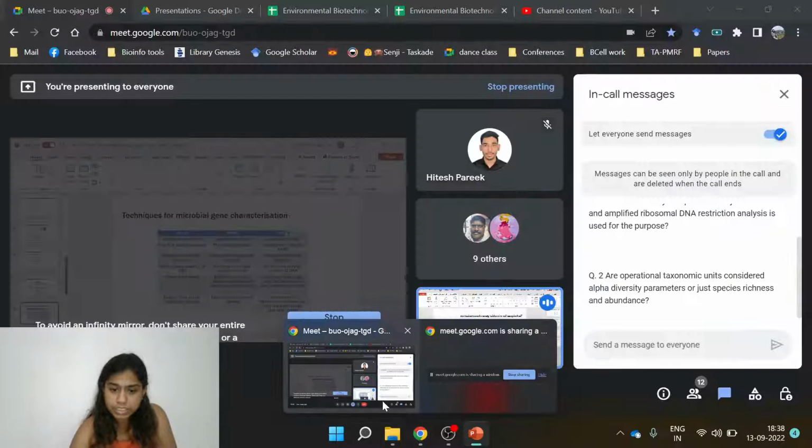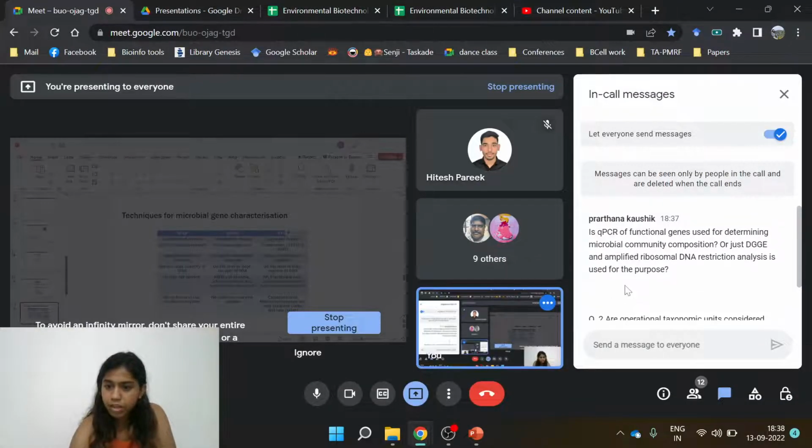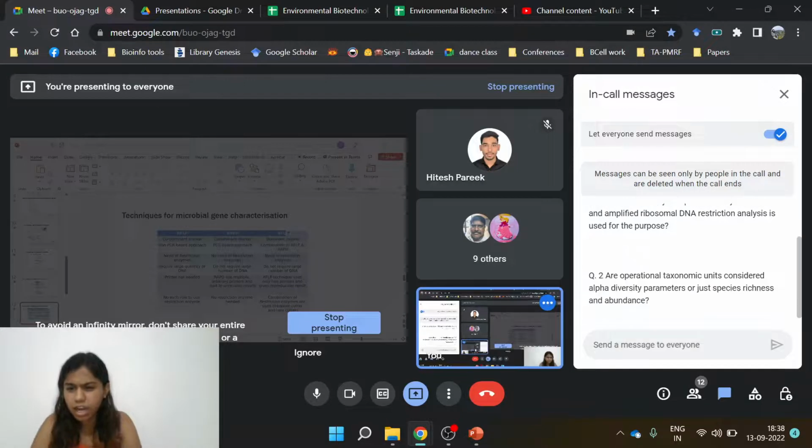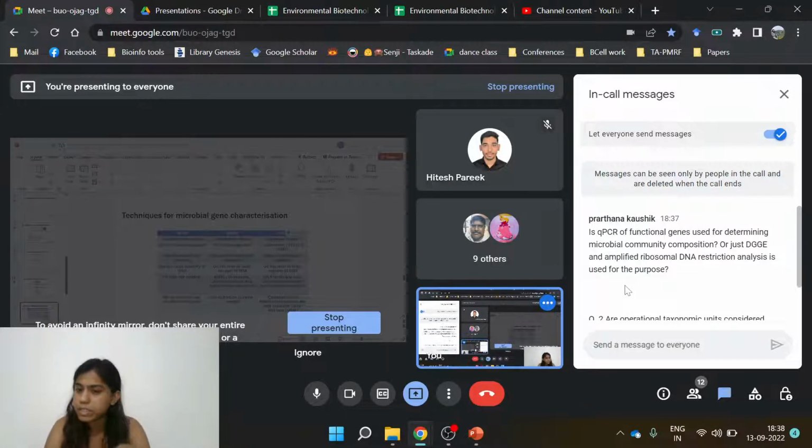Let me quickly go to the question before I get back. Okay, is qPCR of functional genes used for determining microbial community composition, or just DGGE and amplified ribosomal DNA restriction analysis used for the purpose? Functional genes. Okay. And the second question is, are operational taxonomic units considered an alpha diversity parameter, or just species richness and abundance? Okay, for question number two, I will be talking about that in a minute. But for the first one, is qPCR of functional genes used for determining microbial community composition, or just DGGE and amplified ribosomal DNA restriction analysis used for the purpose?